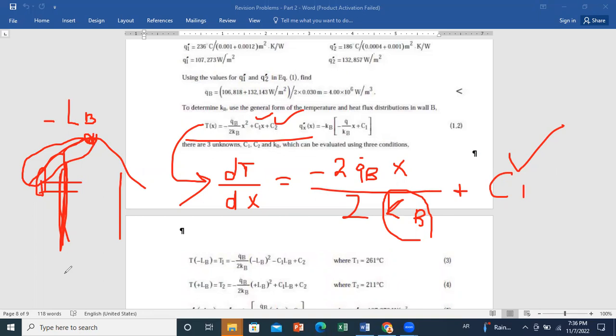Who can tell me? It's negative because it's losing.